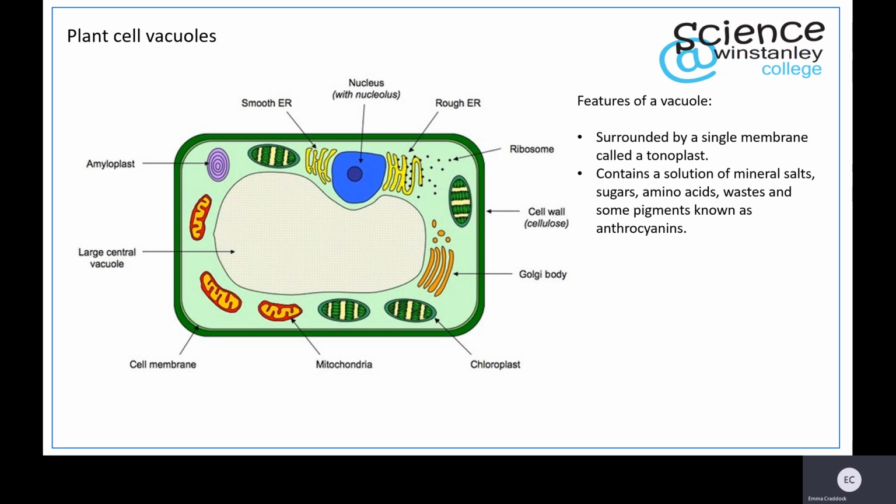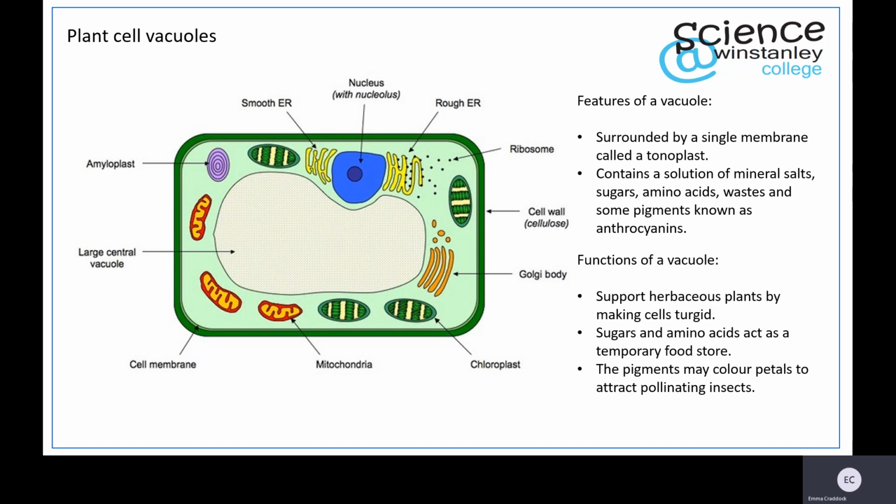In a plant cell, the vacuole is surrounded by a single membrane called a tonoplast. So the black line around the large central vacuole is called a tonoplast. That is the membrane that surrounds your vacuole. Inside the vacuole, you will find a solution of mineral salts, sugars, amino acids, waste products, and some pigments known as anthocyanins. So why does a vacuole contain all these things? What is the function of it?